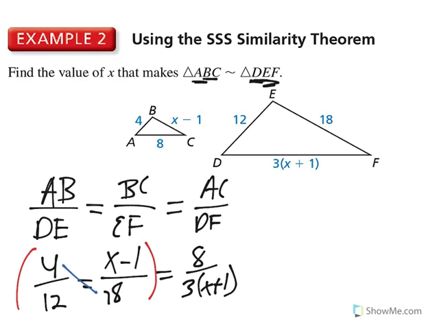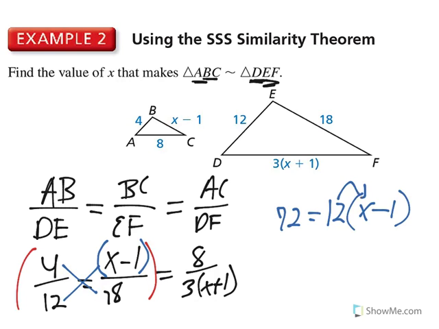So if I cross multiply, I'm going to do my 4 times my 18, which gives me 72. I do my 12 times my x minus 1. It's very important when you do anything that has a plus or minus on the tops or the bottoms of these fractions, you put it in parentheses. So this will be 12 times that whole portion, x minus 1. So then I have to distribute. So I still have 72 is equal to 12x minus 12.